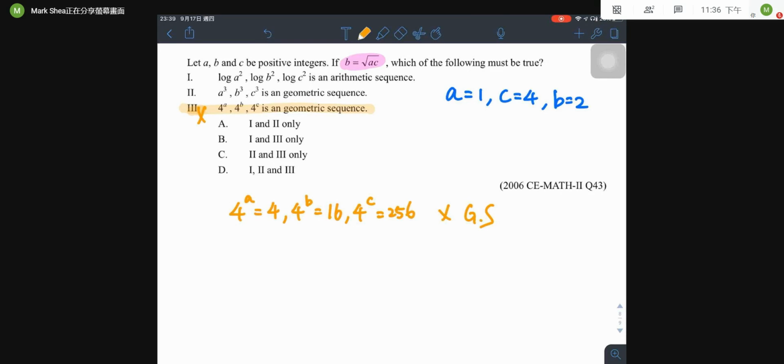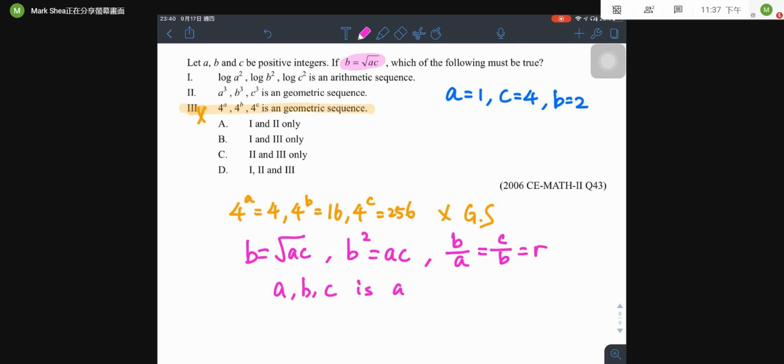Now, we need to go back to the condition B equal to root AC. For this condition, we can write B squared is equal to A times C. And if we divide both sides by AB, then you can get B over A is equal to C over B. Then it means that the ratio of B to A is the ratio of C to B. So it means that A, B, C is a GS with common ratio R.